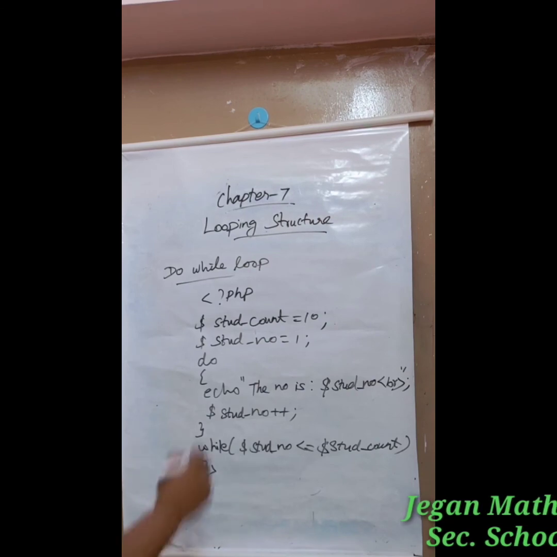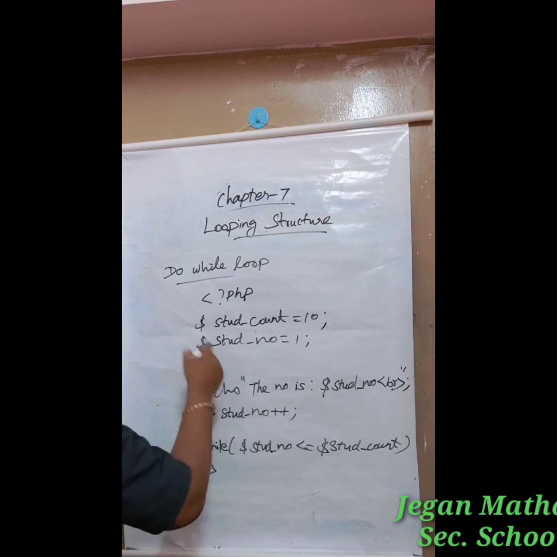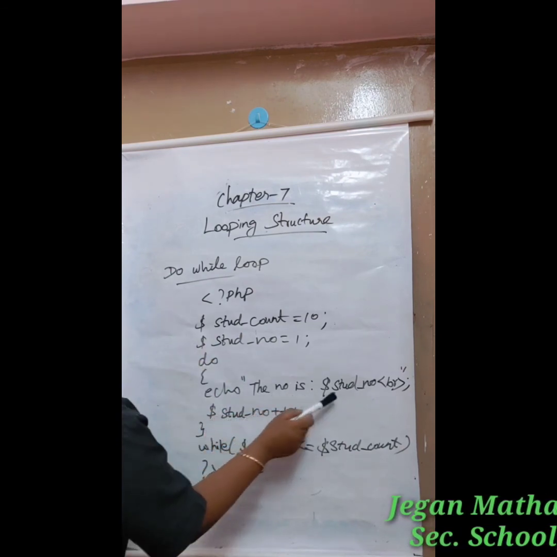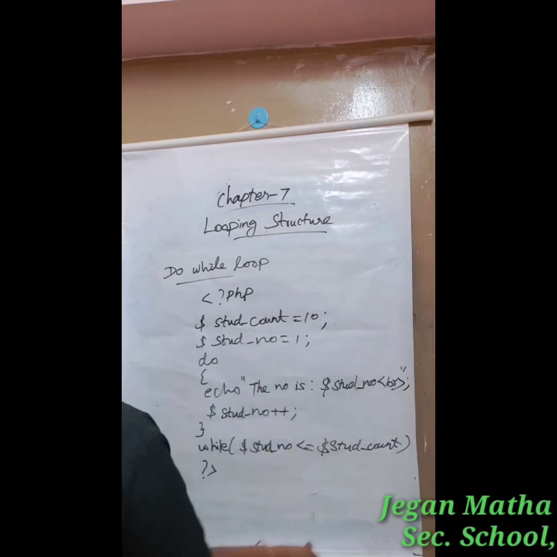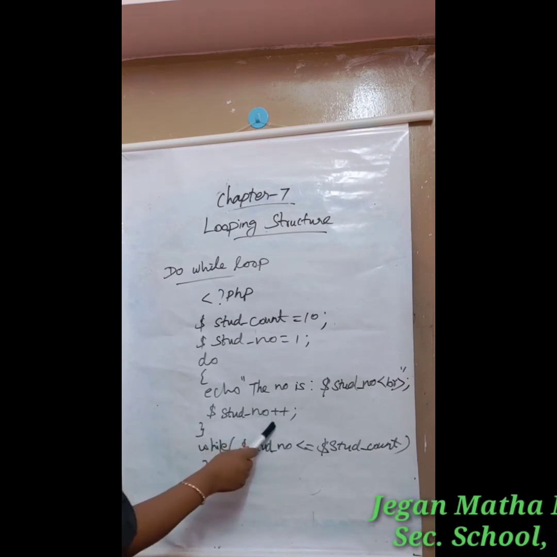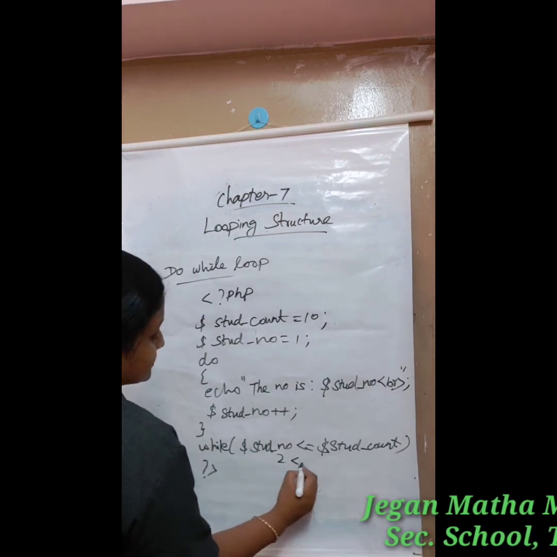Example: PHP, student count 10, student number 1. First do, that means we print the statement: the number is student number 1. Then the number is 1, and then break to the next line. Then student number plus plus, so 1 plus 1 is 2. Now only here we check the condition, 2 less than or equal to 10.